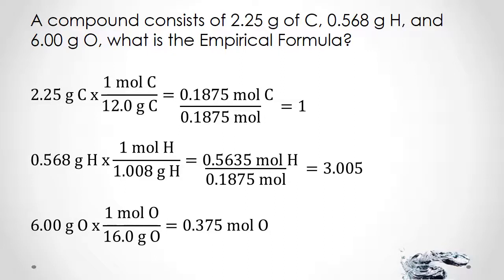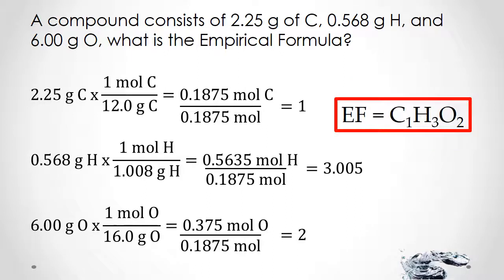Oxygen, we have 0.375 moles of oxygen. We're going to divide that by 0.1875 moles, and it's going to give us the ratio 2. So here we go. Our carbon is going to be 1, our hydrogens are going to be 3, and our oxygens are going to be 2. So we'll go ahead and write our empirical formula as C1H3O2. We didn't have to multiply by anything else because all of our values came out to approximate their whole number.